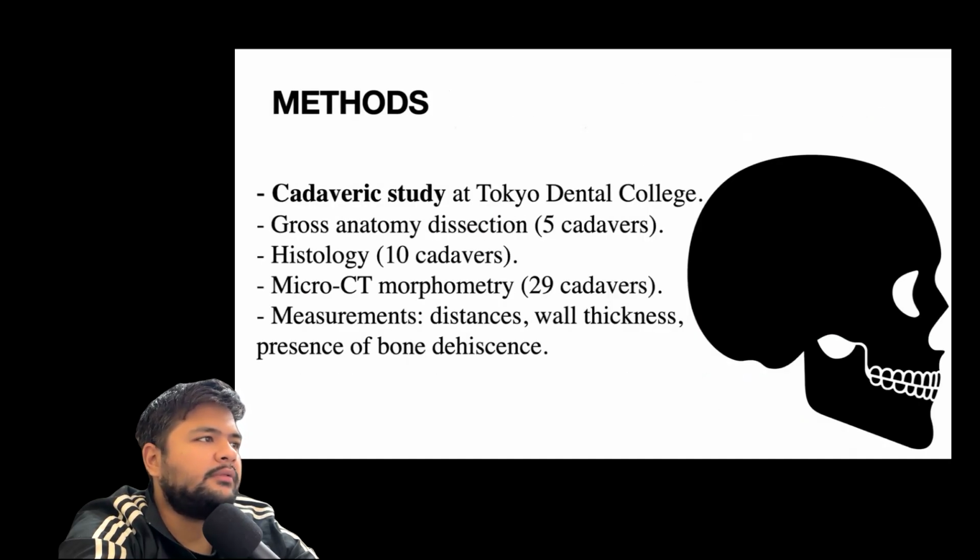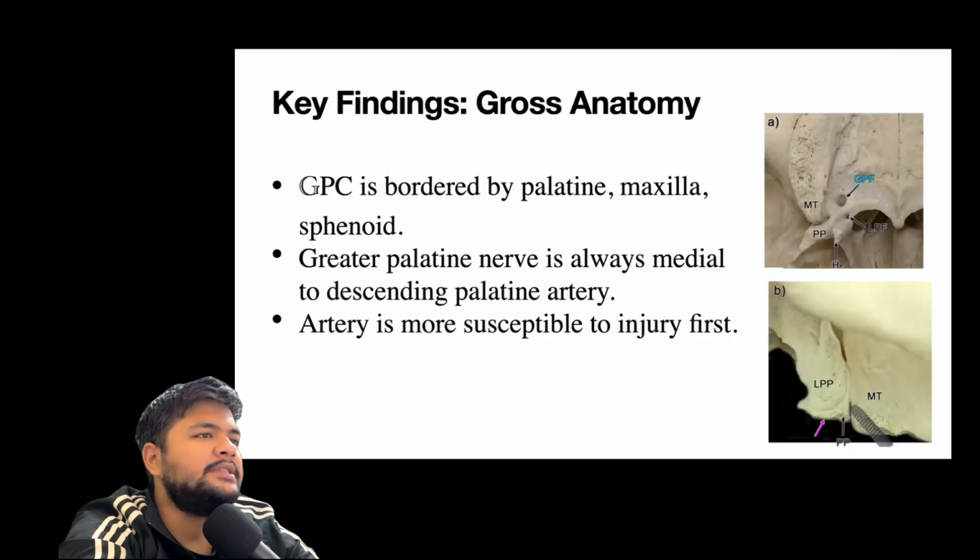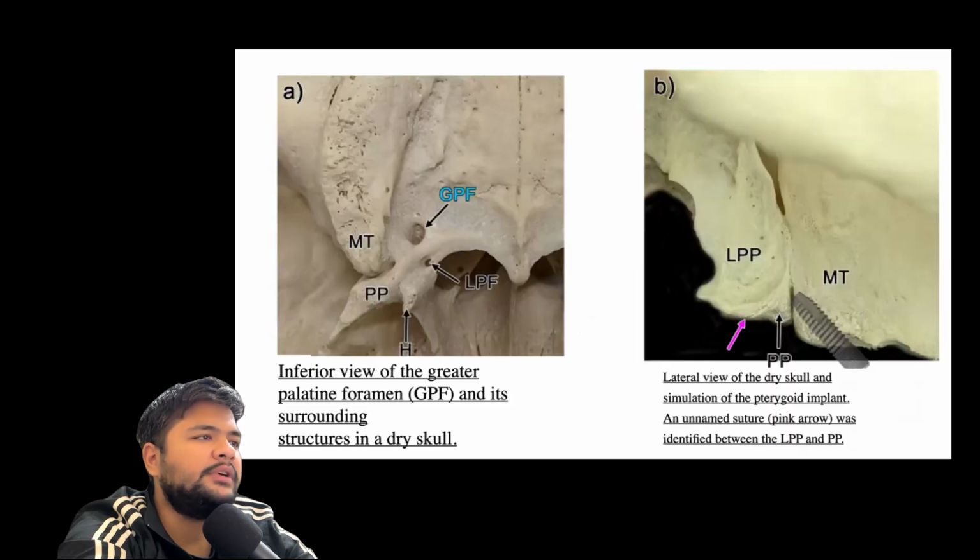The methods were as follows: it was a cadaveric study at Tokyo Dental College. Gross anatomy dissection was done for 5 cadavers, histology for 10 cadavers, and micro-CT morphometry for 29 cadavers, with measurements of distances, wall thickness, and presence of bone dehiscence. The key findings in the gross anatomy were that the greater palatine canal is bordered by the palatine, maxilla, and sphenoid. The greater palatine nerve is always medial to the descending palatine artery. The artery is more susceptible to injury first.